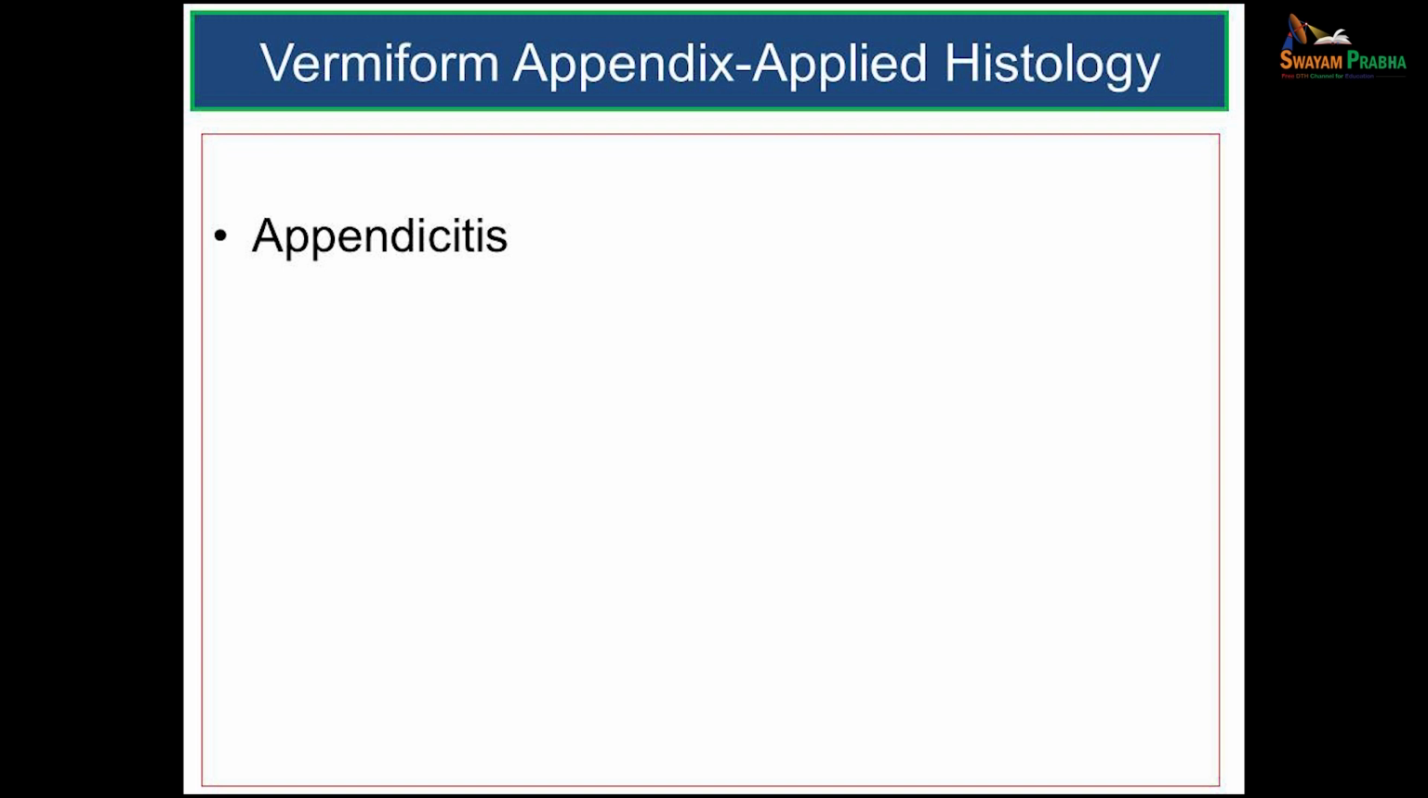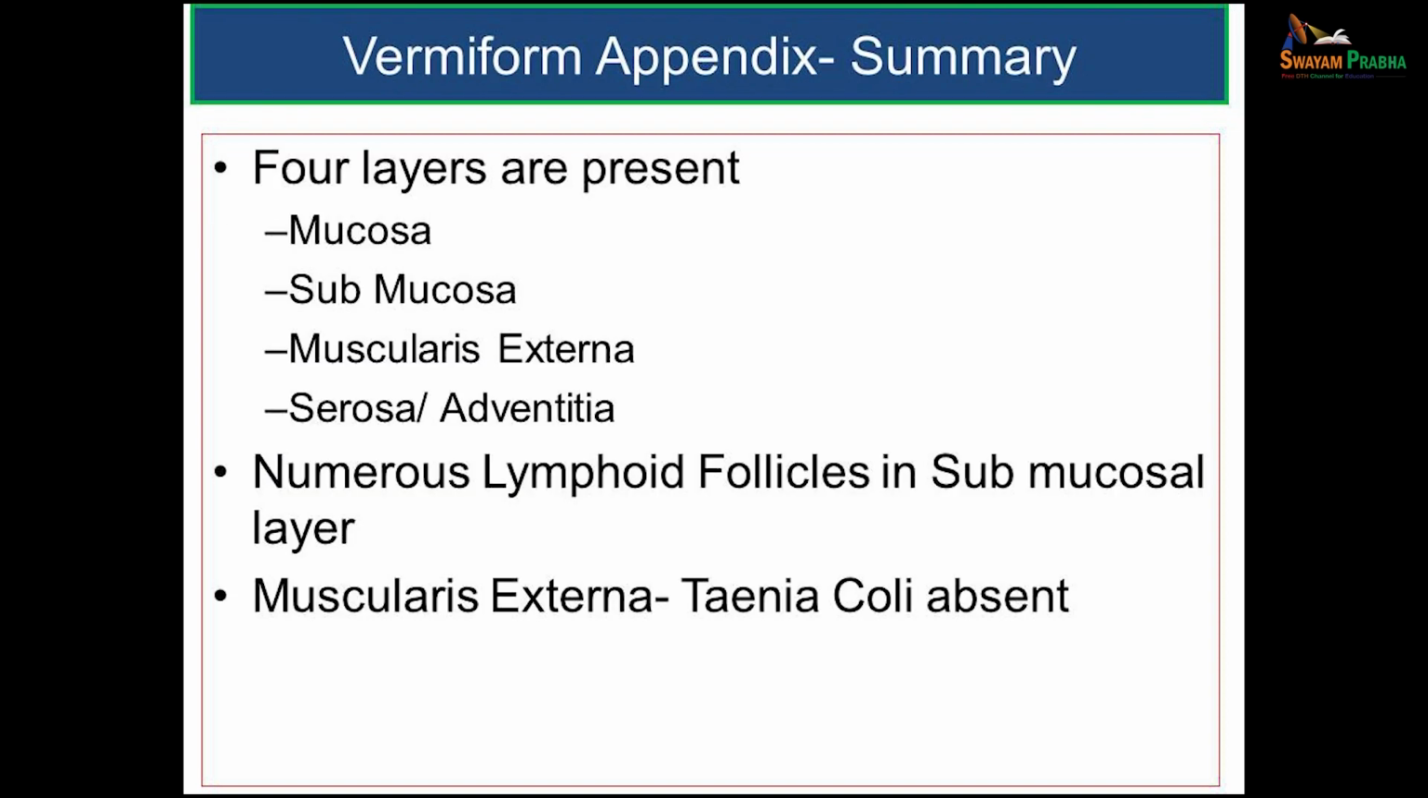Now, apart from appendicitis, one other condition that is associated with the appendix is the presence of carcinoid tumors. Among the sites of carcinoid tumors, the appendix is one of the most common. To summarize, in the vermiform appendix, the 4 layers are present, like any other part of the digestive system, namely the mucosa, the submucosa, the muscularis externa, and the serosa.